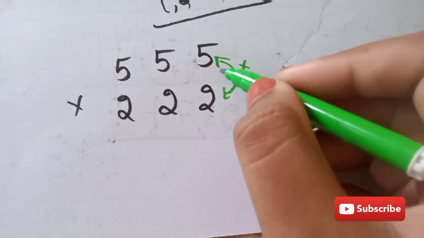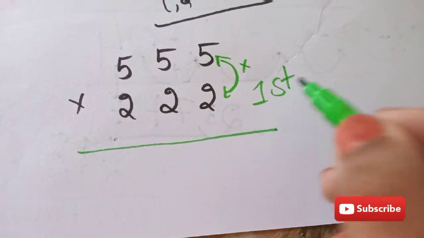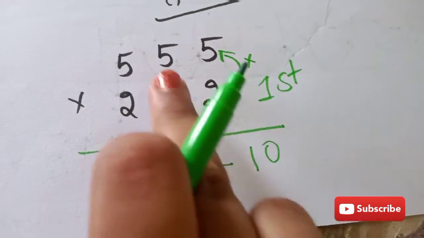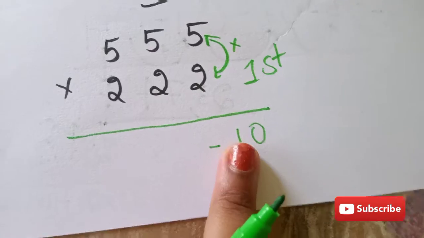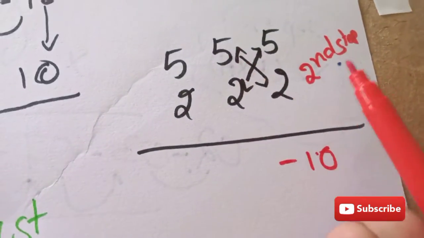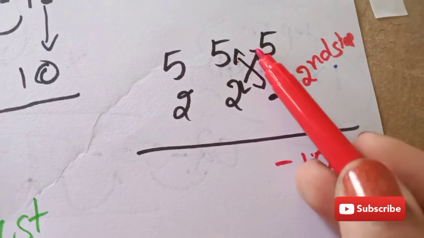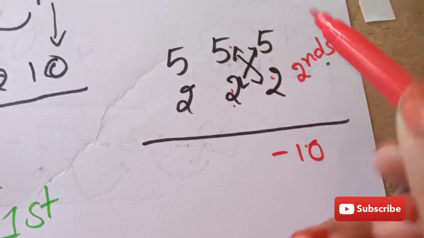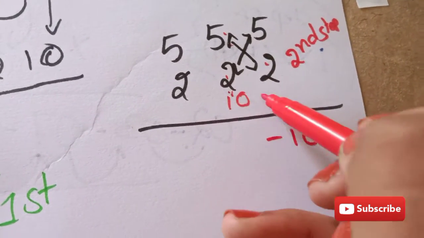First step is to multiply ones place into ones place. 5 into 2, that equals 10. Next, let's find the second step. Second step is to cross multiply the tens place and ones place. 5 into 2 plus 5 into 2, that equals 20.